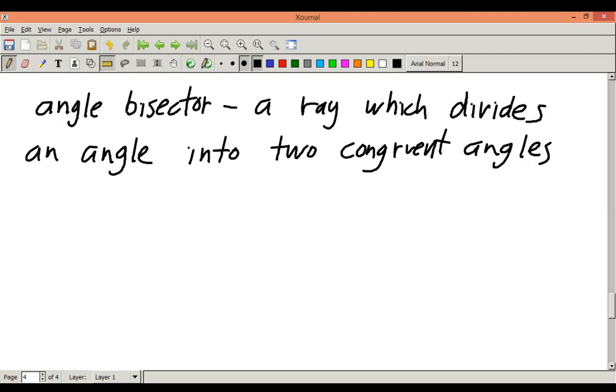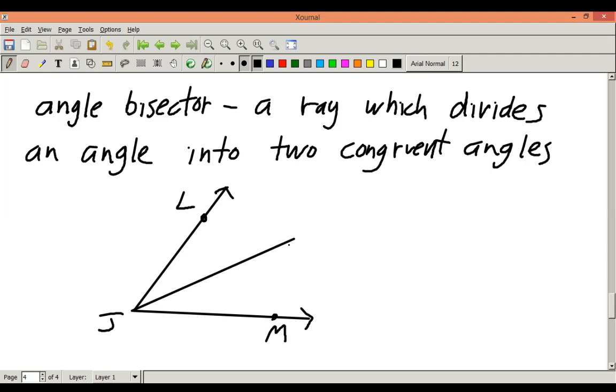So if I have an angle, let's call this LJM, and then if I have a ray which divides this into two congruent angles, so my ray will be JK, if that's there so that these two angles right here, which were formed, are now congruent, then we say this ray, ray JK, that's the angle bisector. It's the ray that divides the angle into two congruent smaller angles.